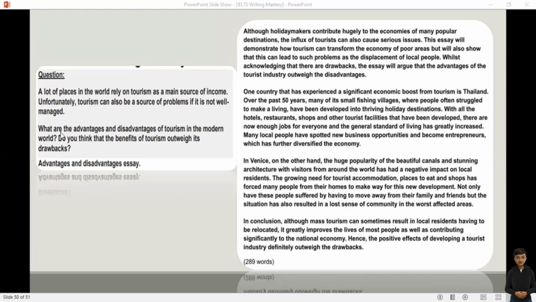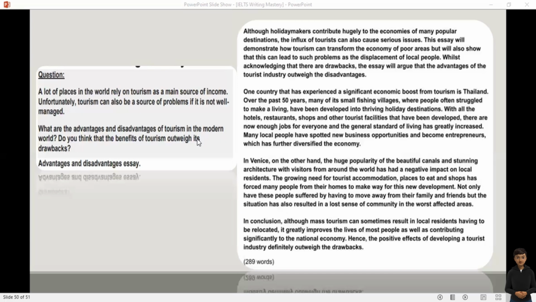If the question is just what are the advantages and disadvantages of tourism, that's it, then you will not need to write your own opinion. But if it includes something like, do you think the benefits of tourism outweigh its drawbacks, then you will have to write your own opinion as well. So here we have the model answer.